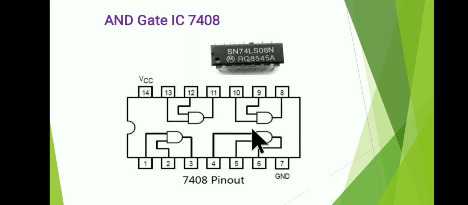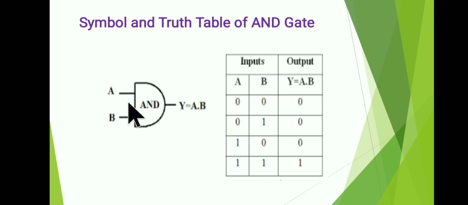See here, symbol and truth table of AND gate. A and B are the inputs. Y is output. Logical multiplication is performed in the AND gate. Y is equal to A into B must be read as Y is the function of A and B.